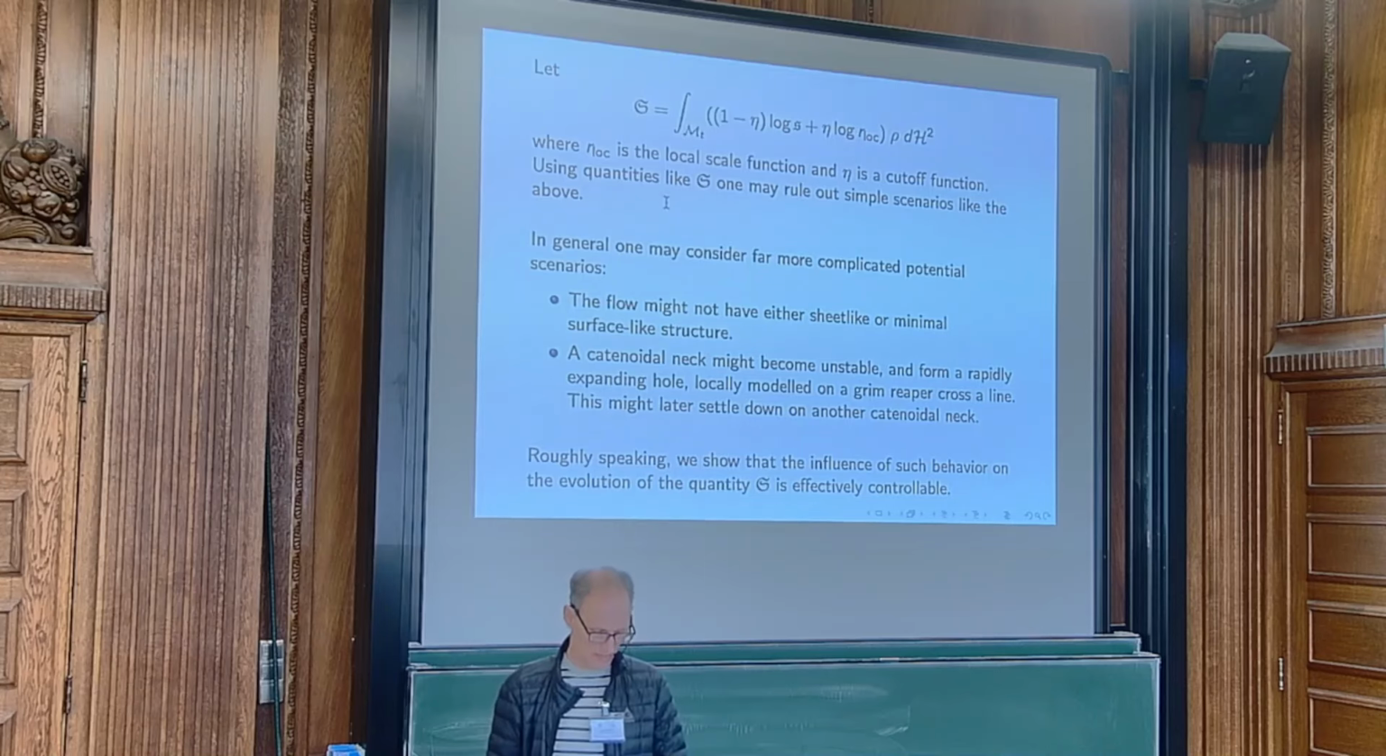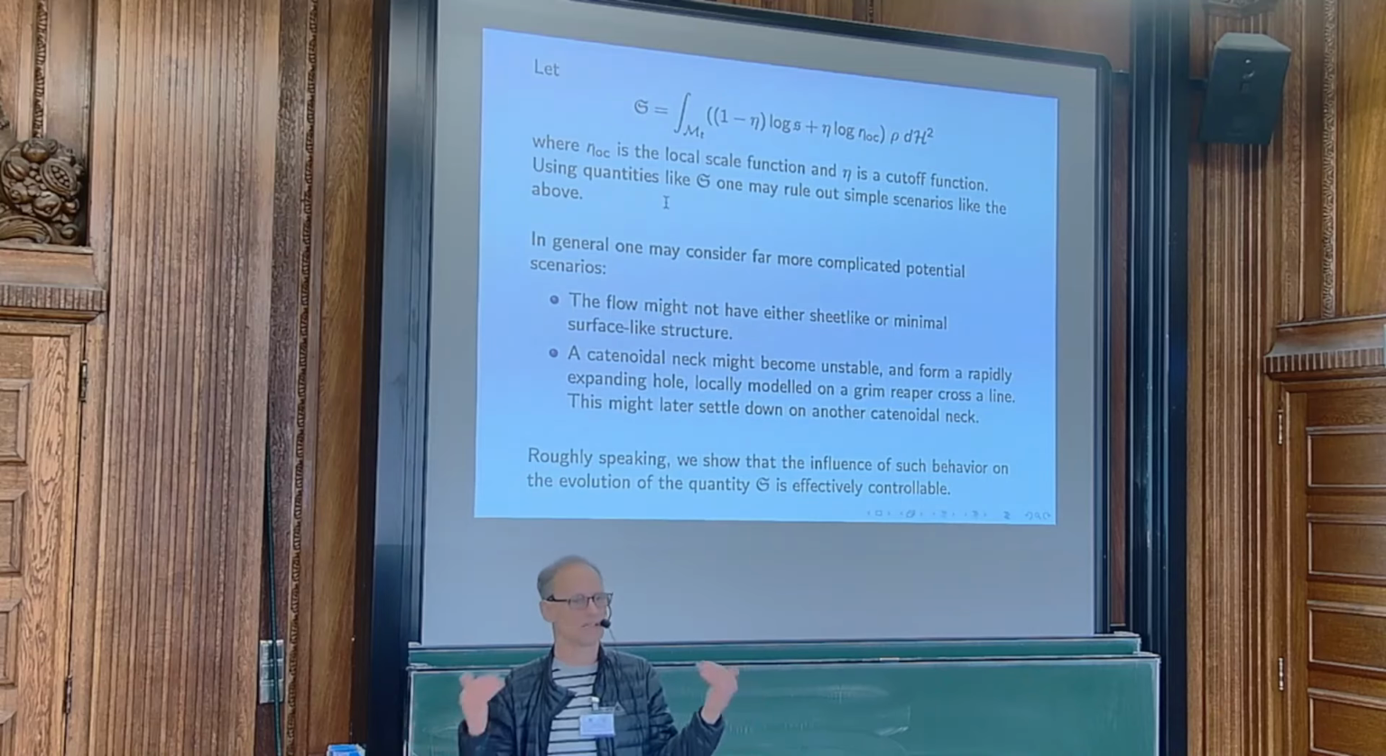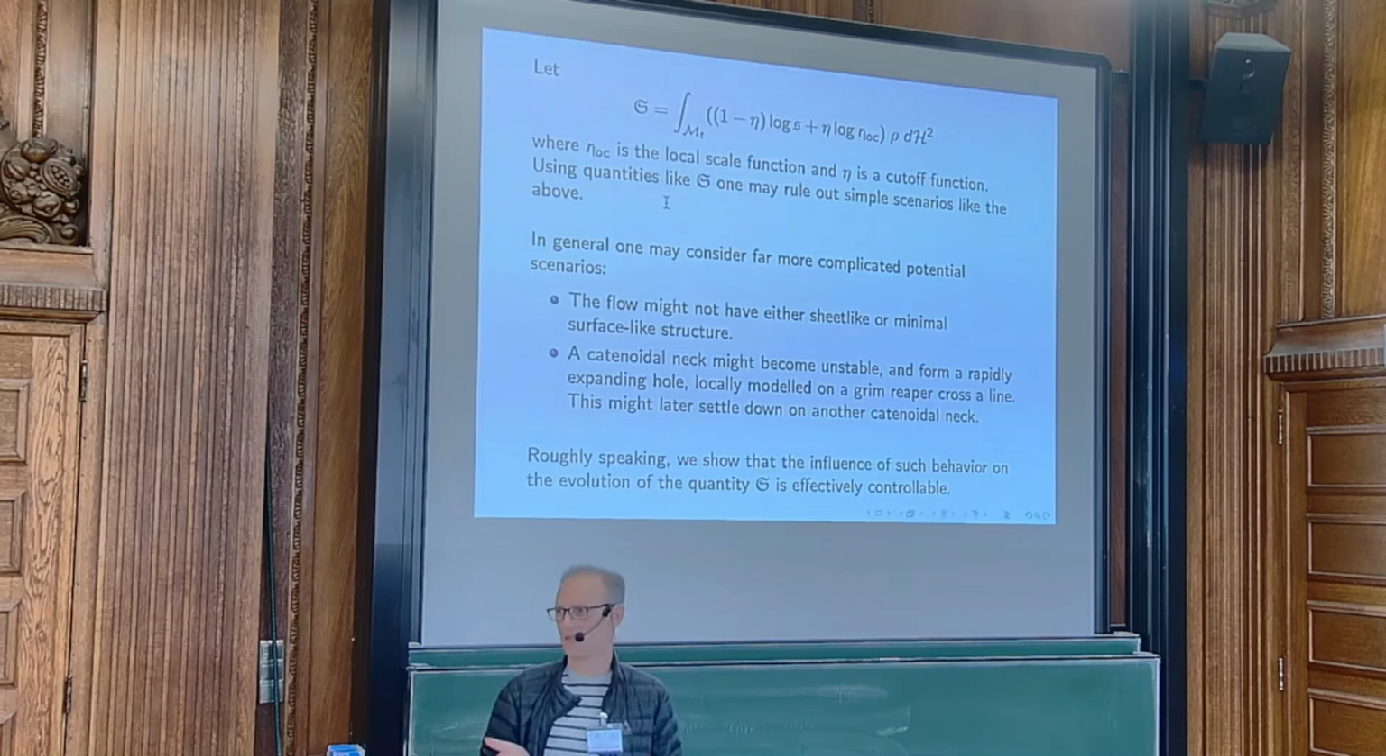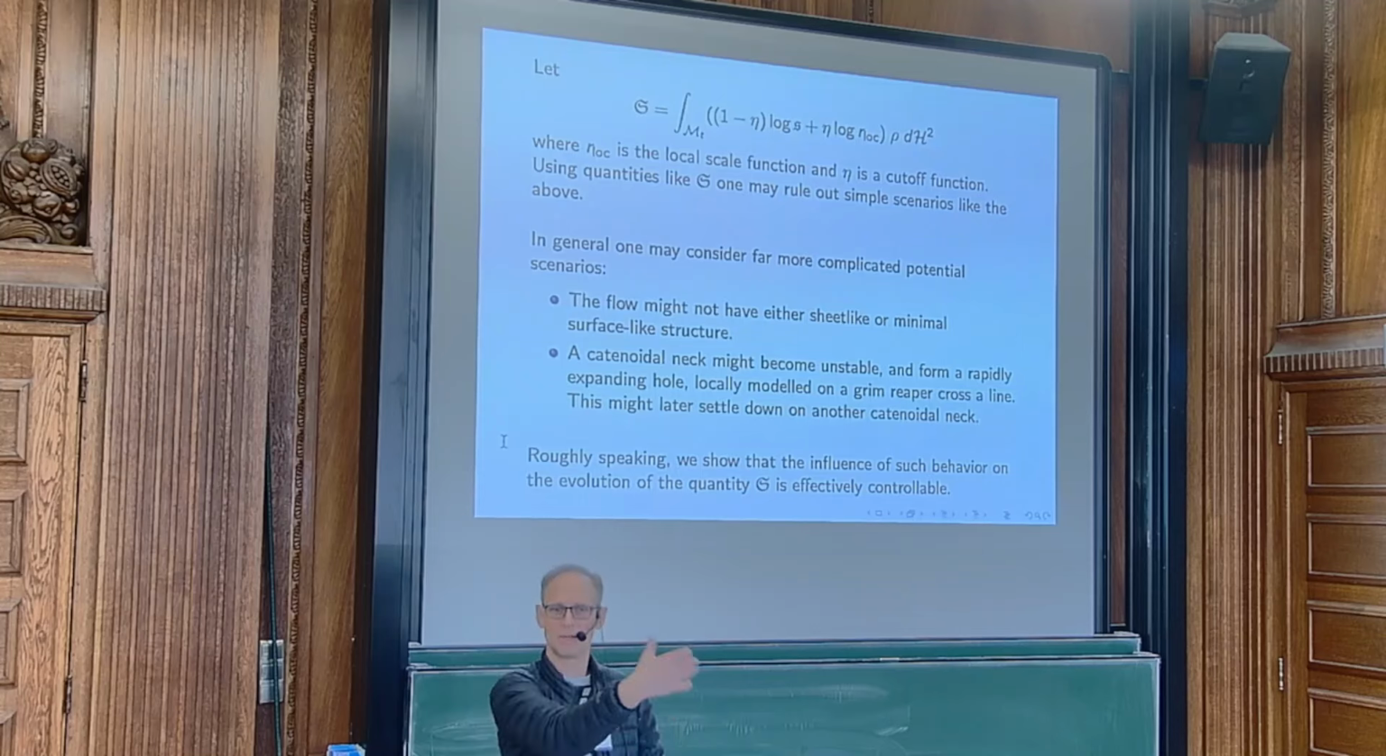Now, in general, nobody said that the solution looks like that. Nobody said the solution looks like two sheets with a catenoidal neck. You might have multiple sheets, or you might have a minimal surface more complicated than a catenoid. But in some places in space-time, it doesn't look like either of those two cases. So the idea is that quantitatively we can control the part that doesn't look either sheet-like or minimal surface-like, and then in the rest of it we can have some version of the calculation that I indicated there. Okay, so I'll stop there.